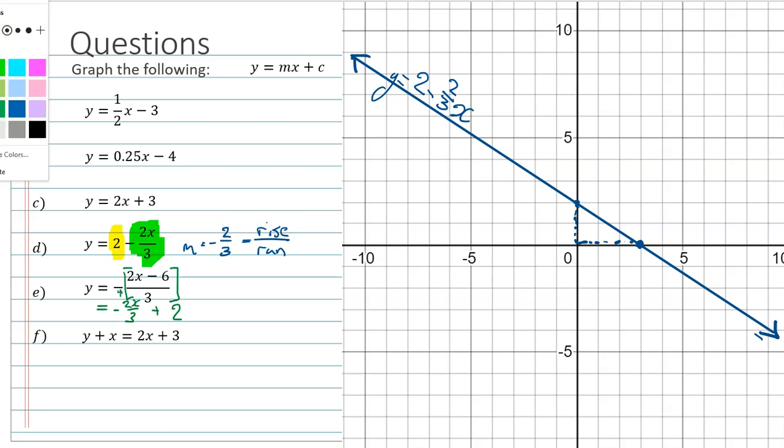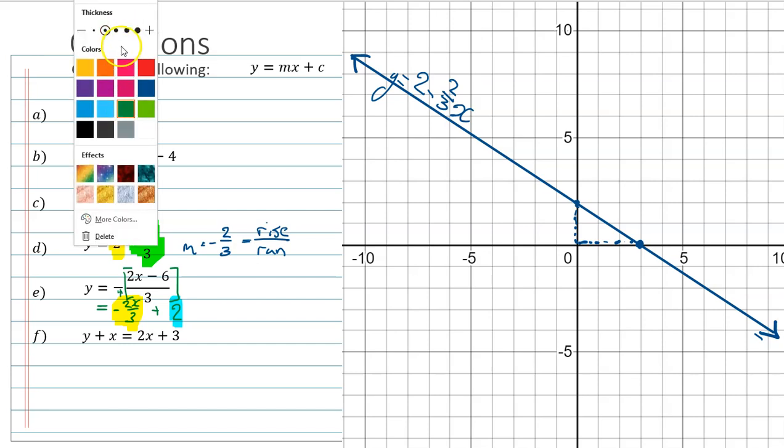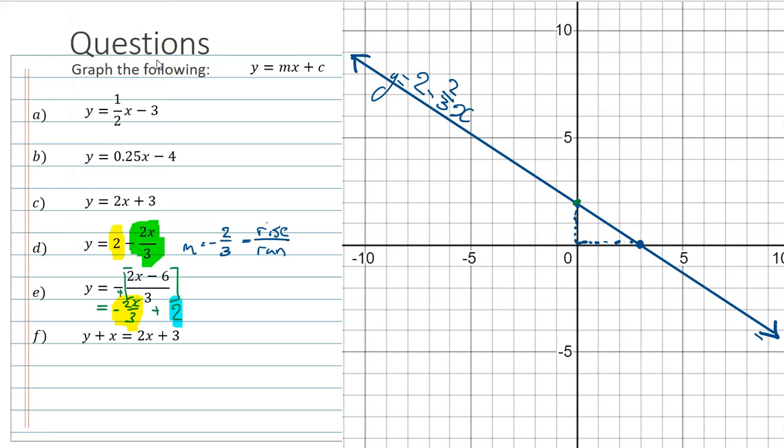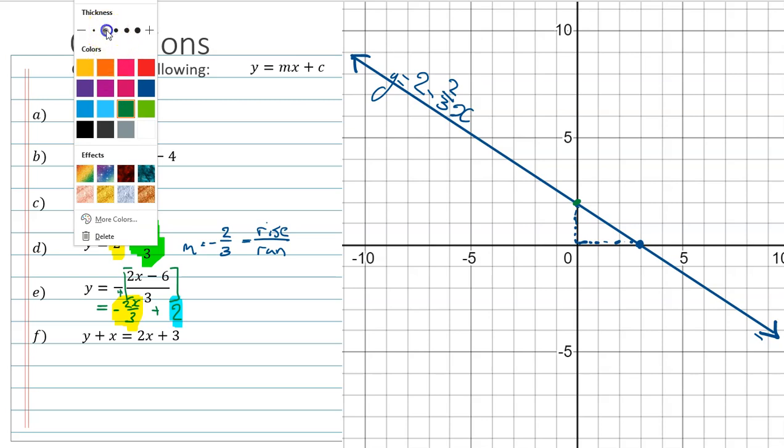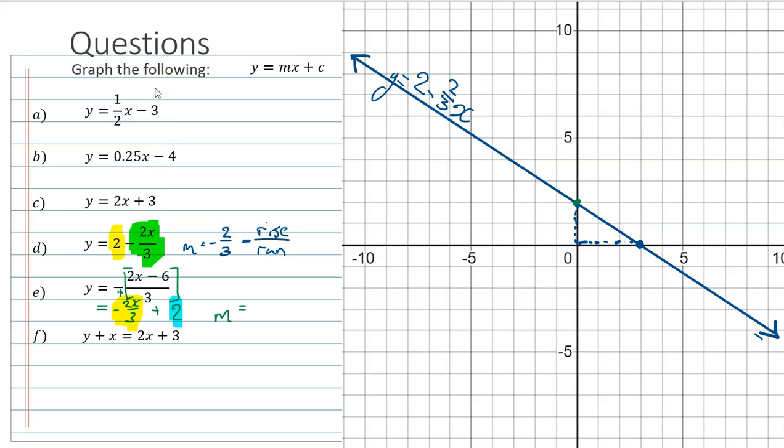So looking at that, we've got a gradient of 2 over 3 and an intercept of 2. So I'll mark 2 on the map, positive 2 here, and then the gradient itself is going to be negative 2 over 3, so rise over the run. And notice it's a negative, so for every 2 we go down, we're going to go across 3. So it's actually the same as this blue one.